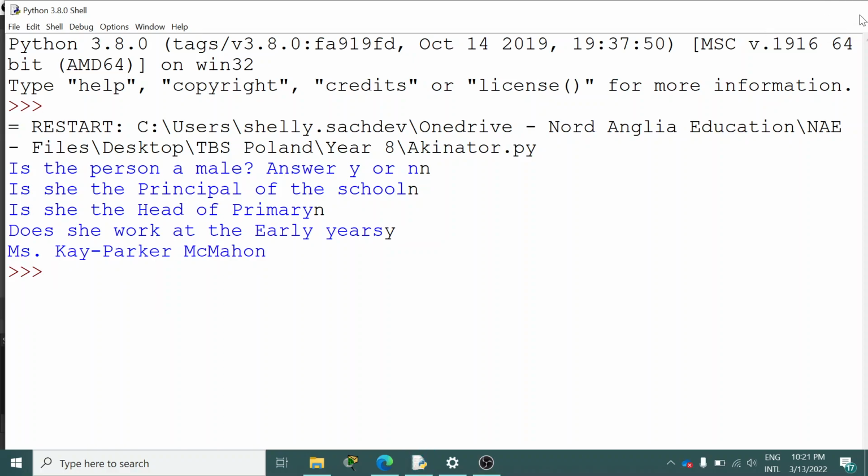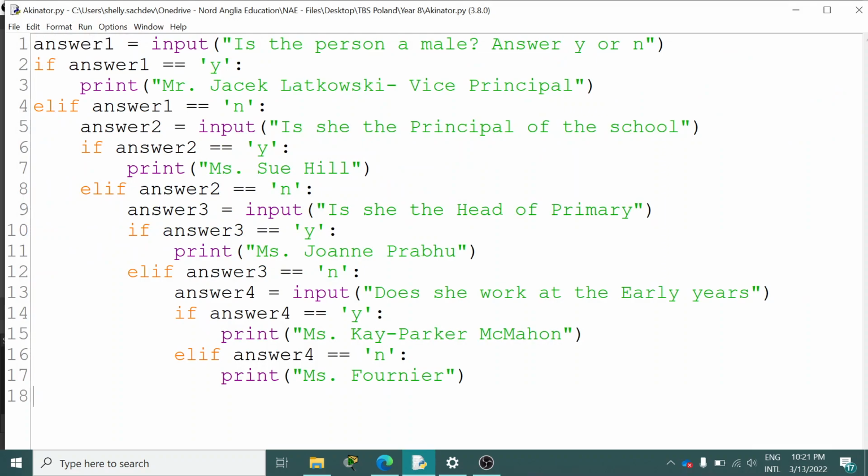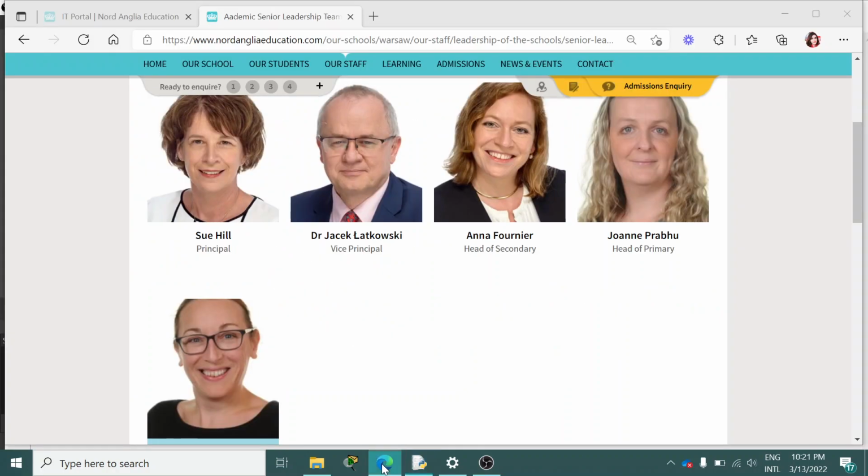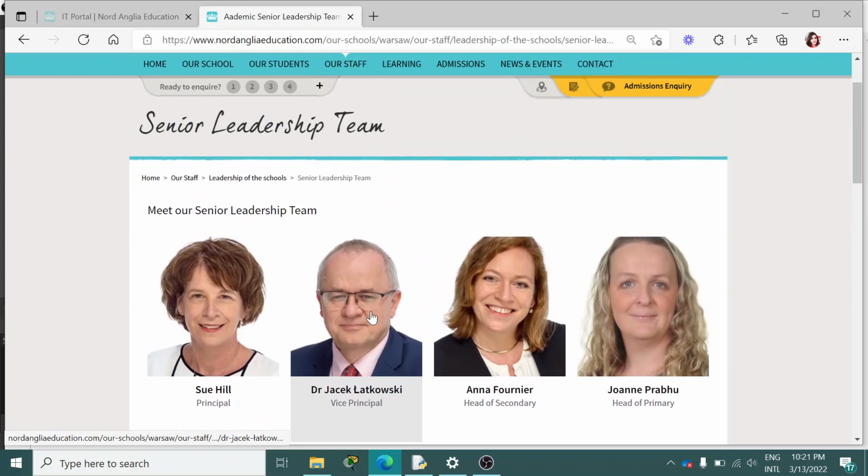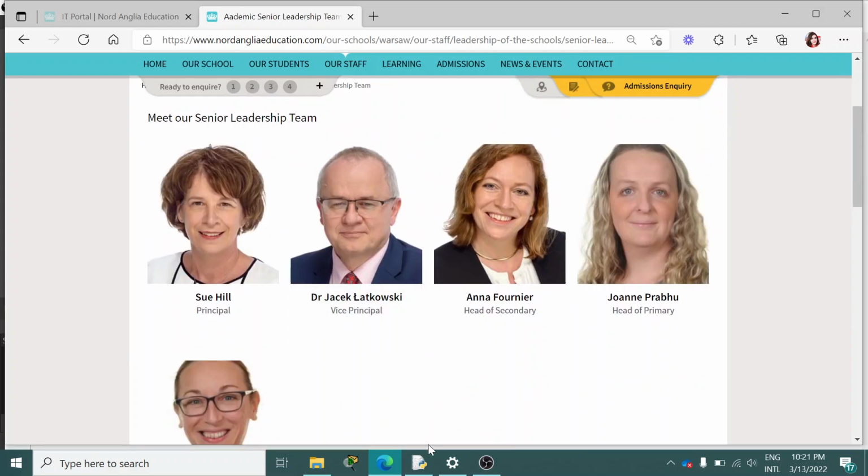So for every person, I've only asked one question, but in your program, you can actually make it more diverse by asking different questions like, does she have short hair? Does she belong to Barcelona? Or does she belong to a particular place? Or some other questions, which will make it more diverse.